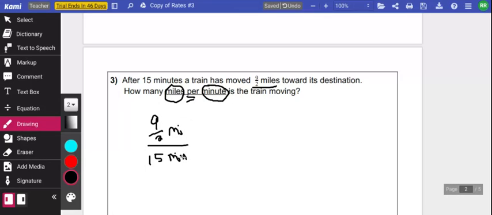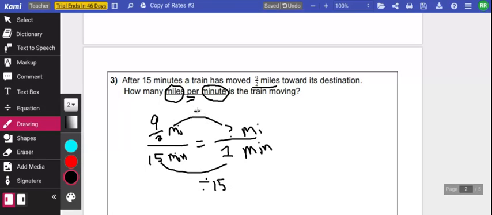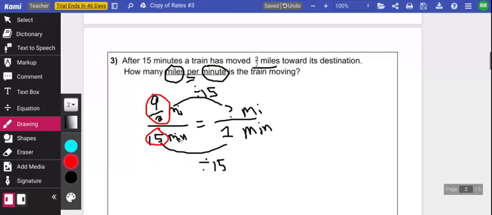How many miles per minute? So we want miles per 1 minute. So this is the unit rate. We're comparing miles to minutes, and we want our bottom number to be 1. I could also draw it like this. I could set this rate equal to another rate with miles on top and minutes on bottom. And I'm looking for how many miles per 1 minute? And so I could say, how do I get from 15 to 1? Well, I divided by 15. So I'm using the scale down method. If I divide by 15 on the bottom, I should also divide by 15 in the top. But as you can see, this is the same thing as taking the numerator, 9 halves, and dividing by 15. Okay, either method will get me the unit rate.